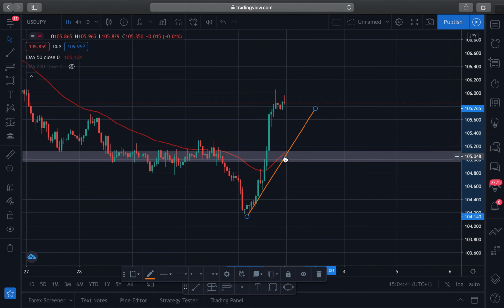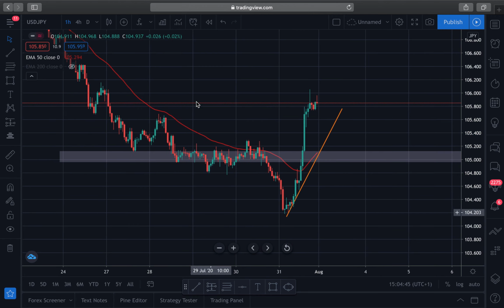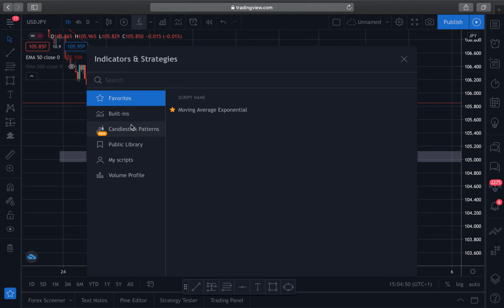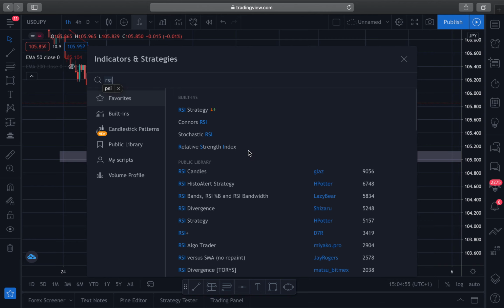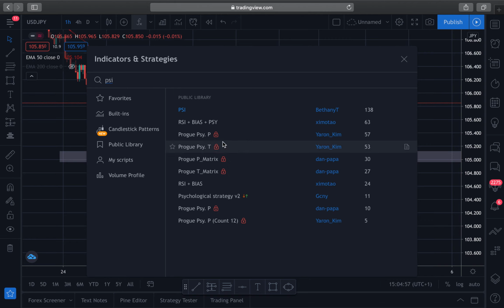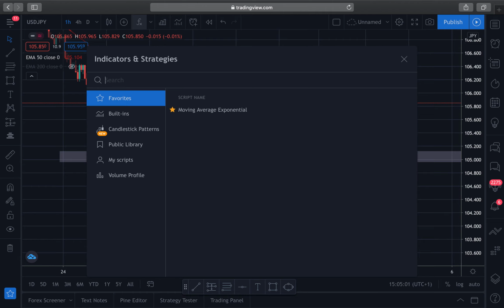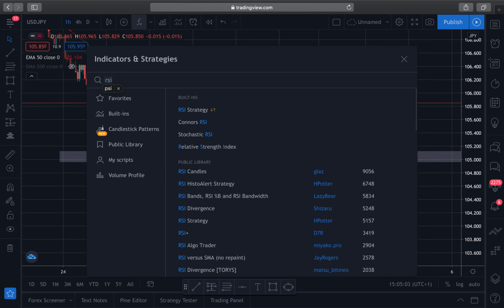And I won't just take an entry just because there's a possible reversal. I will put in my RSI again, like I did earlier. Relative Strength Index, RSI. I expect that you guys should know how to open up RSI, no, not PSI. RSI.